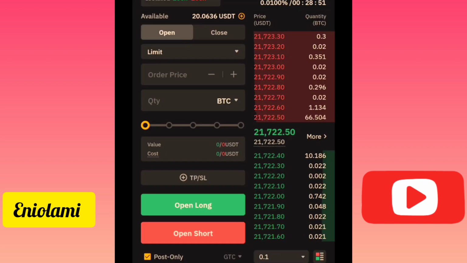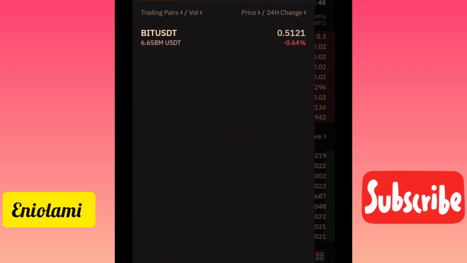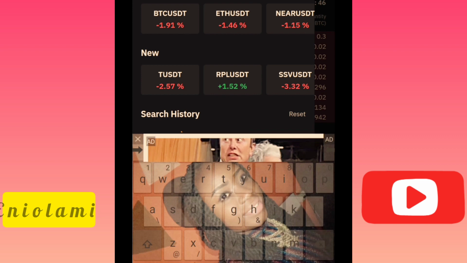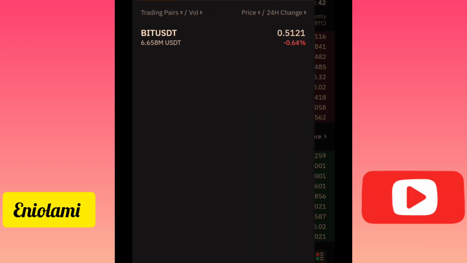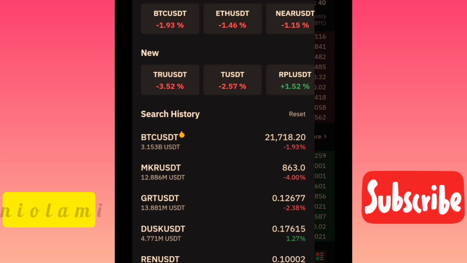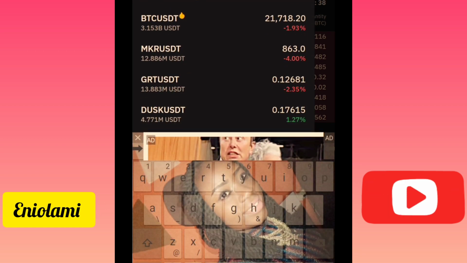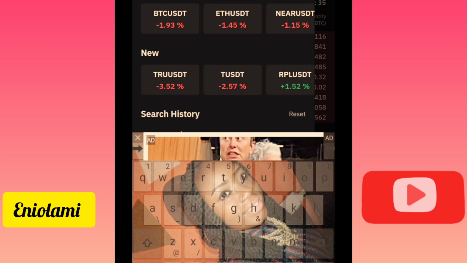Some other coins are not up to 100x. Let's check. Once you click on that BTC, you click on please enter preferred trading pair. Trading pair means you have to select what you are looking for. Any coin you want to trade should be input here.